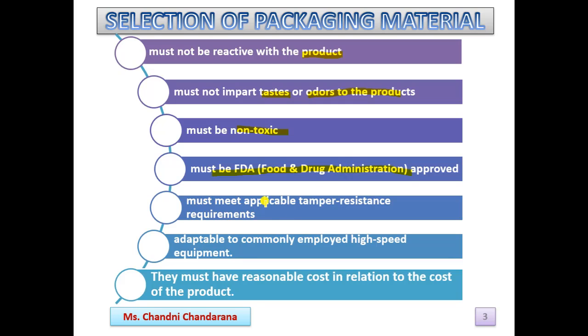It must meet applicable tamper resistant requirements. We will see this in detail. It should be adaptable to commonly employed high speed equipment, otherwise the packaging will not be done in the proper way. They must have reasonable cost in relation to the cost of the product. As per the cost, it should be compatible, meaning it should be reasonable in cost.